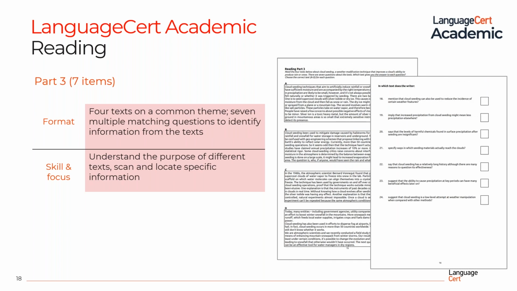Part 3 consists of 4 texts on a common theme and requires candidates to answer 7 multiple matching questions to identify information from the texts. This part aims at assessing the ability to understand the purpose of different texts, scan and locate specific information.